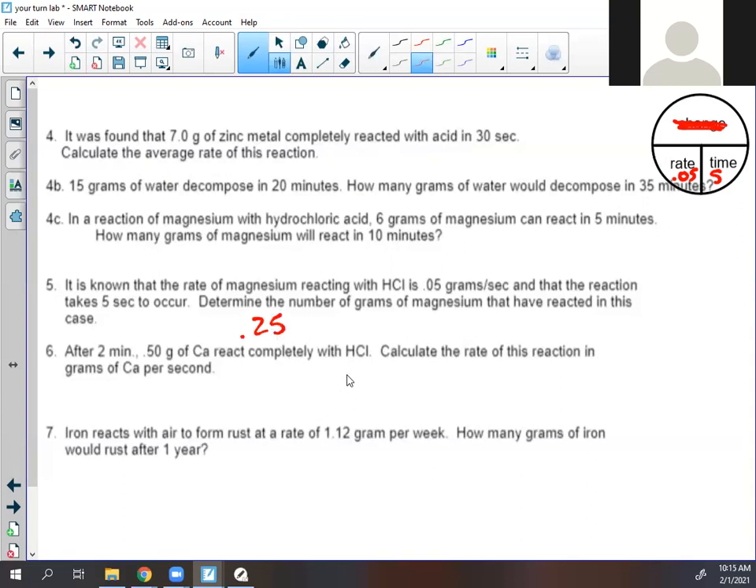Easy enough. Okay, number 6. This is the one most people get wrong, but it's just because that decimal is really, really small. So don't stress about it. And then also it's minutes and seconds. After 2 minutes, 0.5 grams of calcium react completely with HCl. Calculate the rate of this reaction in grams of Ca per second. All right, so I want the rate, which means it's the change, that's the mass. So 0.5 over time, which is 2 minutes, but it wants per second, so it's 120. So it's 0.0041-ish.